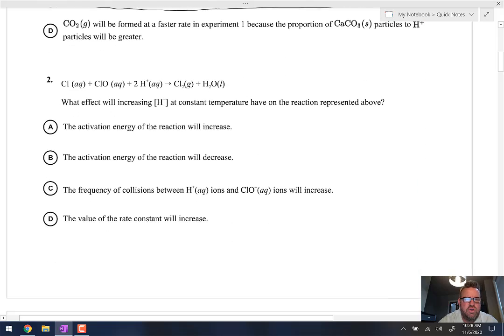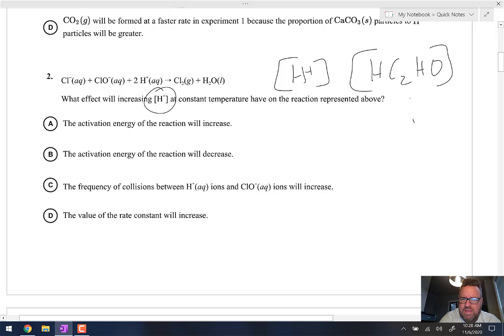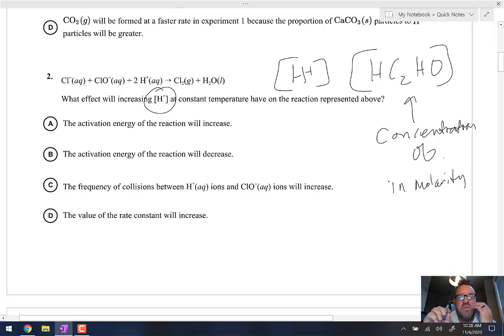Okay, question number 2. Here's an equation here. What effect will increasing the hydrogen ion concentration, and I want to make sure we understand that when you see something in square brackets like that, whether it's H+ or HC2H3O2, if it has square brackets, that means the concentration of whatever is in there, and it's always measured in molarity. So when they have that, they're asking what effect will increasing the concentration of hydrogen ion at constant temperature have on the reaction represented above?